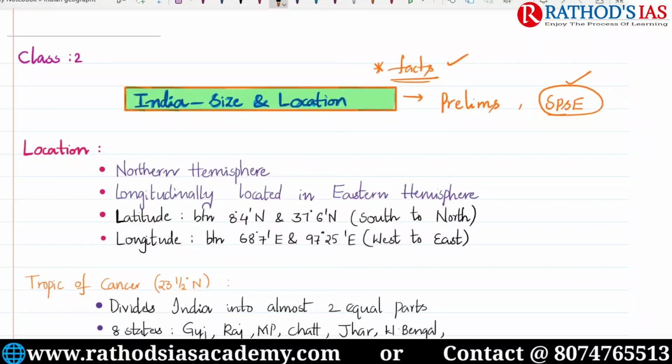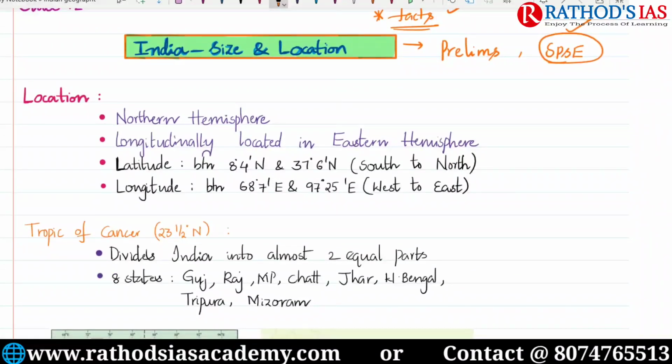Now let us try to see the location of India. In our world, we have 7 continents, and India belongs to Asia. Asia is the largest continent. If you see, for example, this is Asia, and here we can see India, which is located above the equator.